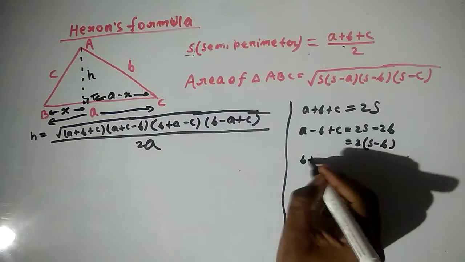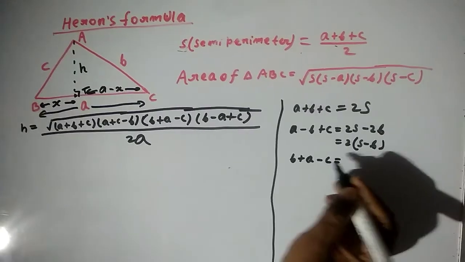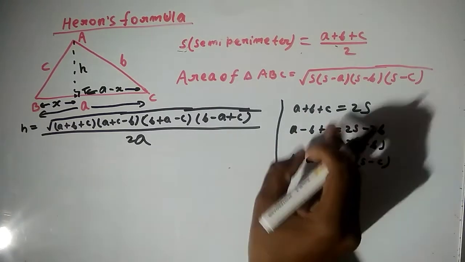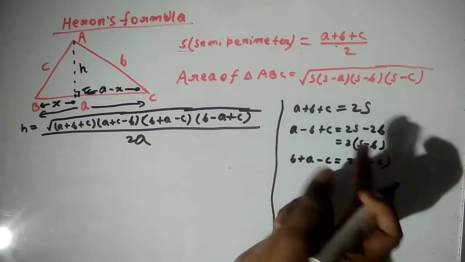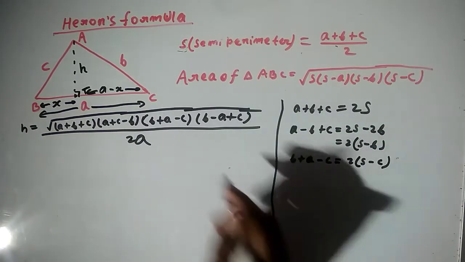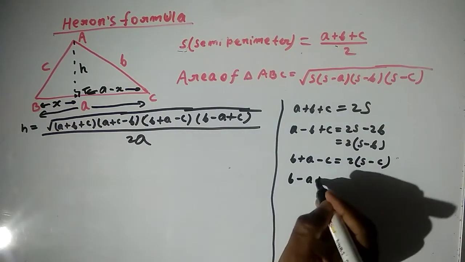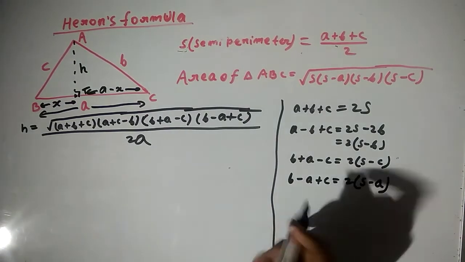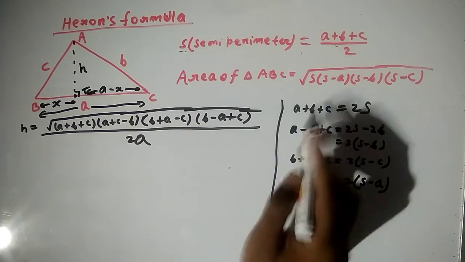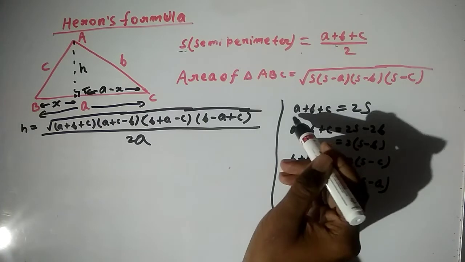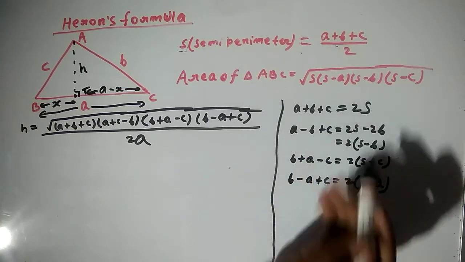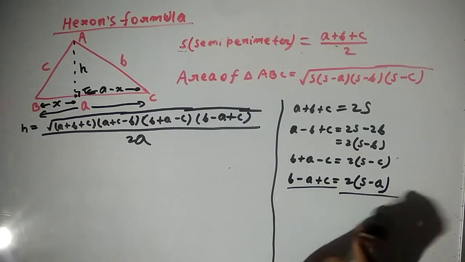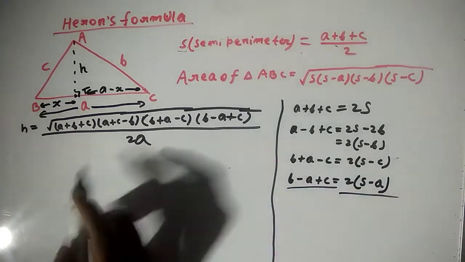Similarly, b plus a minus c is 2 times s minus c, if we subtract both sides by 2c, then we will get this. And this b minus a plus c will be 2 times s minus a, if we subtract both sides by 2a, we will get this. This is equal to this. So let me put these values in here.